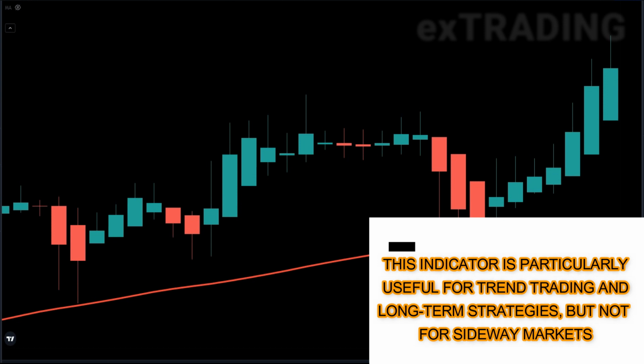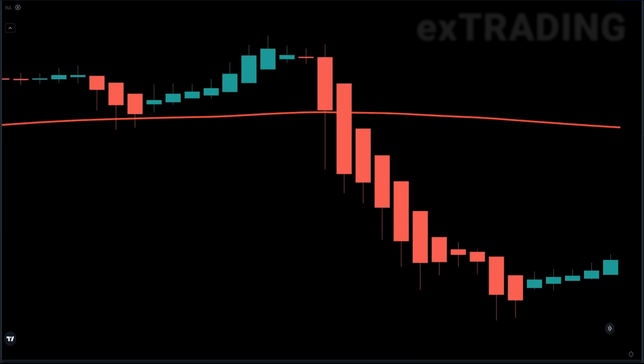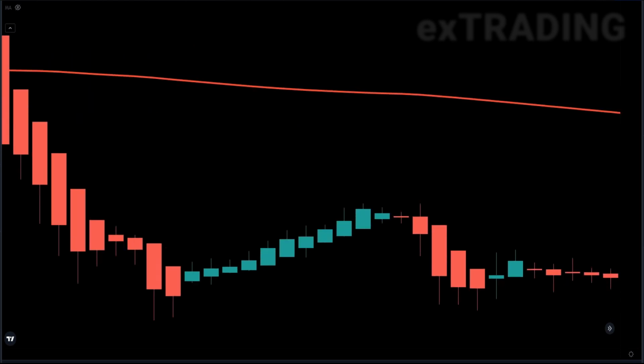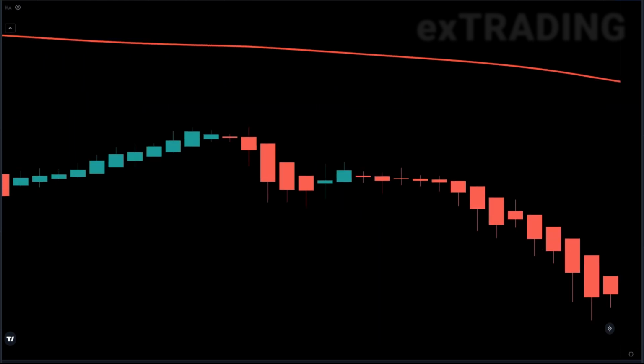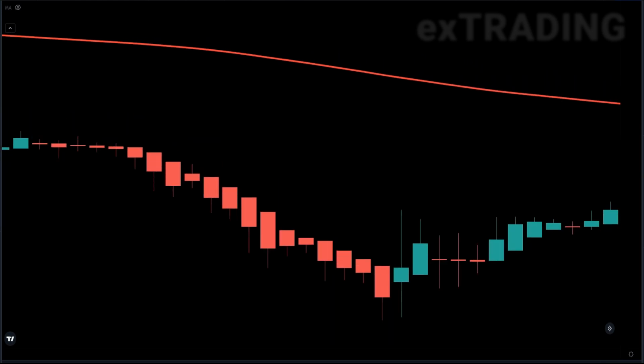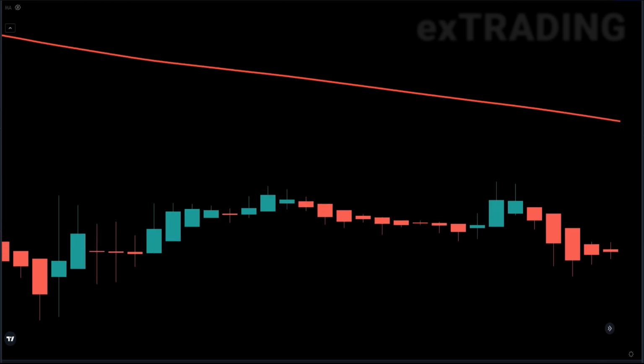This indicator is particularly useful for trend trading and long-term strategies, but not for sideway markets and short-term strategies. To get the most out of the Heikin-Ashi candlesticks, we can combine them with other indicators such as the exponential moving average. Lastly, always check on the actual prices in order to minimize the risk.